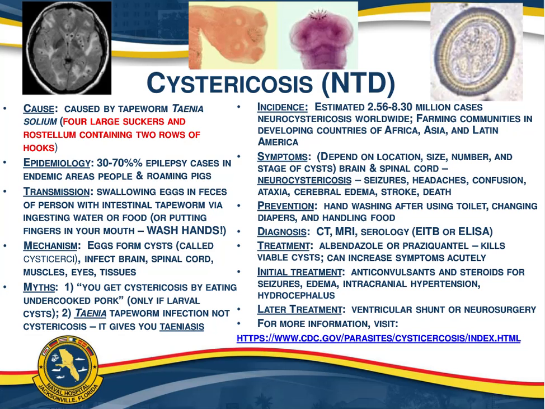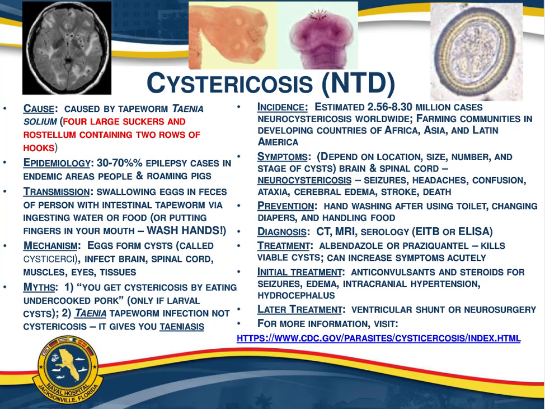cysticercosis is a tapeworm. It's caused by a tapeworm, and that picture right in the middle, it looks like it's out of a Dune novel. In fact, I'll bet you the authors of Dune used this little tapeworm for their book. But anyway, 4 large suckers and a rostellum or head containing 2 rows of hooks. So kind of scary. Epidemiology: 30 to 70% of epilepsy cases in endemic areas are caused by this cysticercosis.